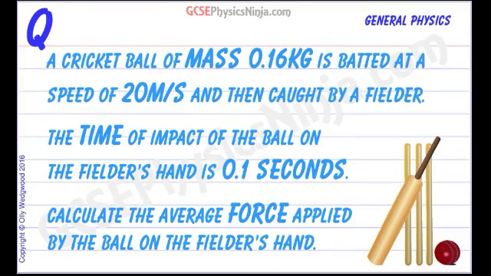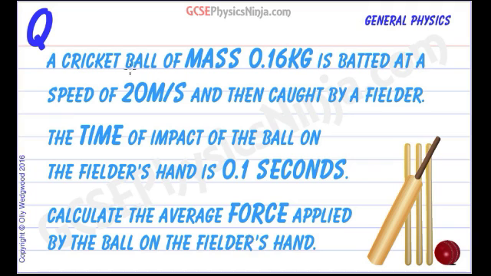We can use the idea of impulse, that idea of impulse being the change of momentum, and also being equal to the average force applied times the time that it's applied for, to work out the force of a fielder catching a cricket ball. What force does the fielder apply to the cricket ball?